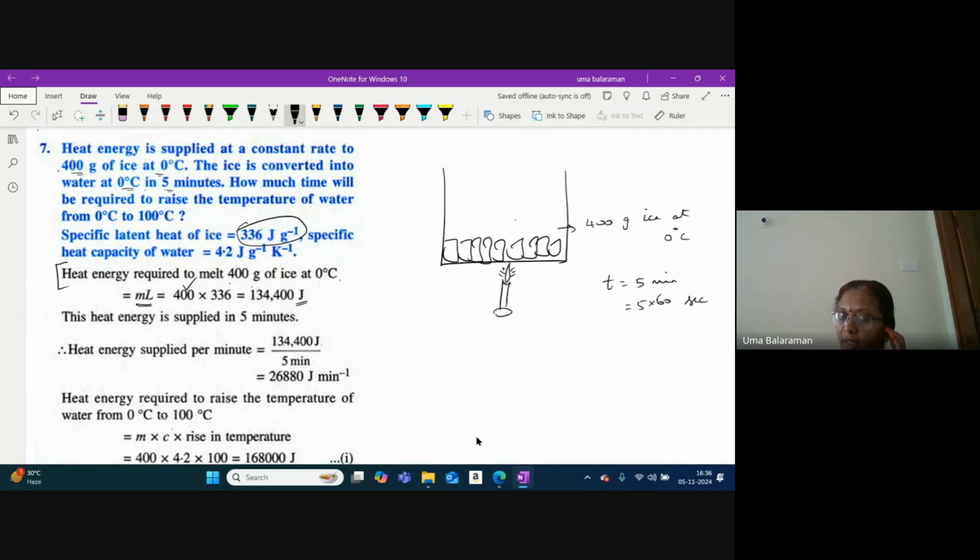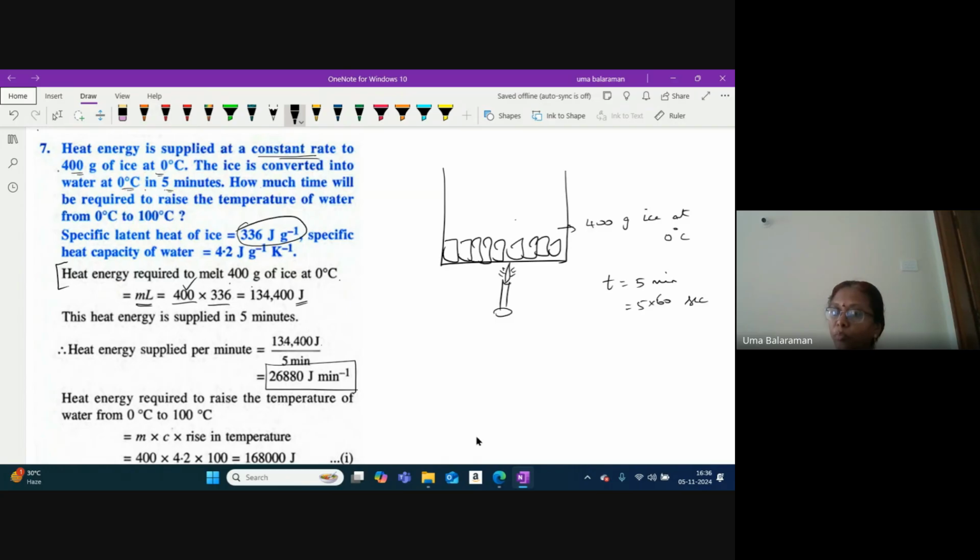134400 joules, they are constantly heating, constant rate. So 5 minutes, that means each minute this much energy is supplied to the ice cubes. That is M into L. So this much energy is spent by the Bunsen burner in 5 minutes.